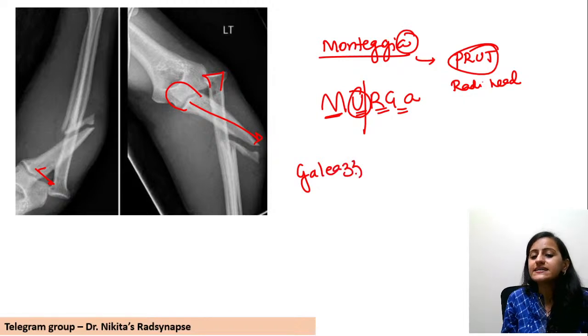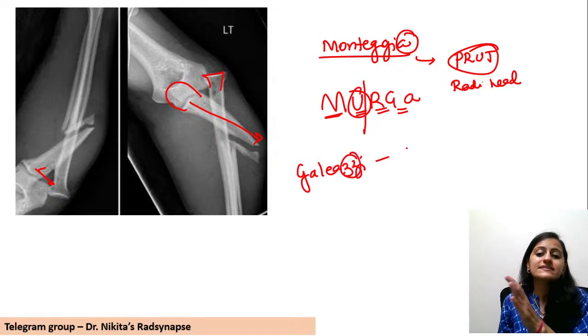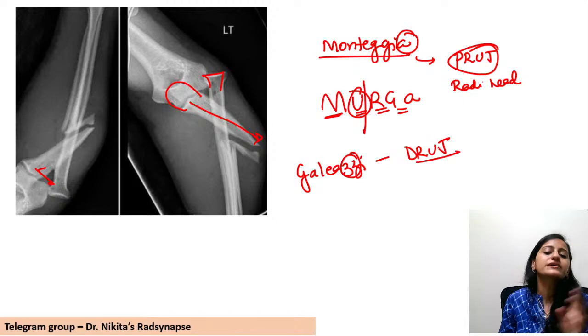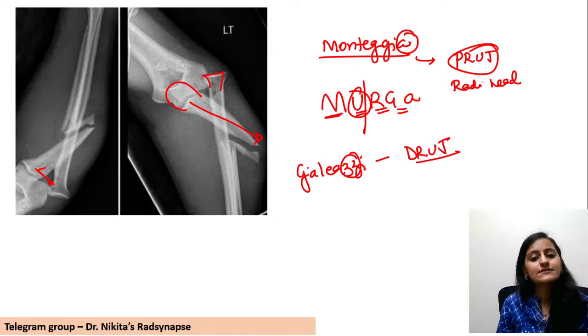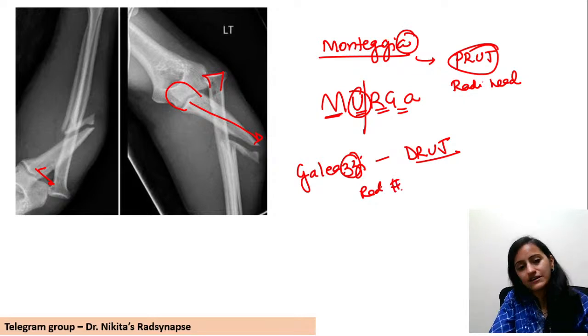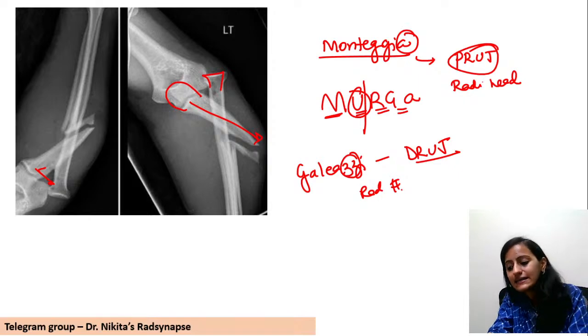In Galeazzi, remember it is Z. Z is the distal alphabet. It is your distal radioulnar joint dislocation and it is your radius fracture. Okay, that's your radius fracture. Okay. Remember MUGR and your Monteggia and Galeazzi.